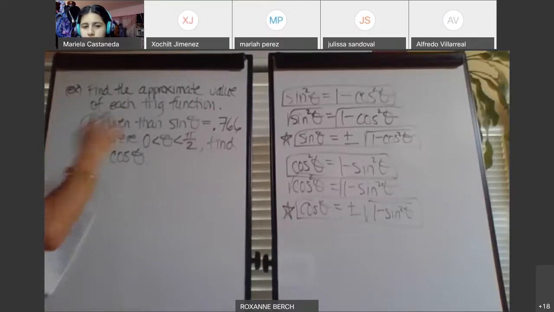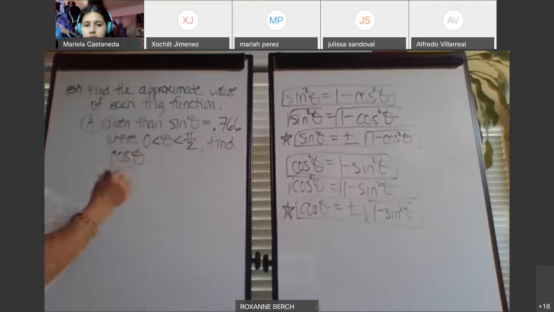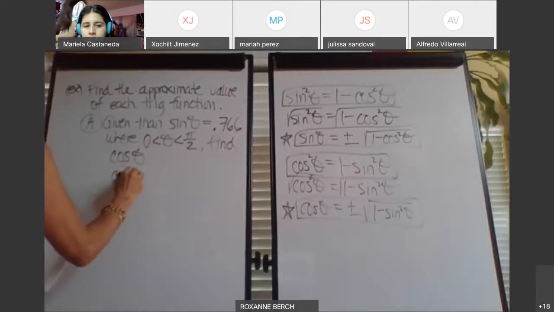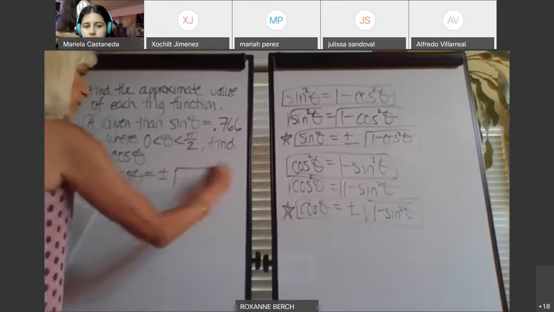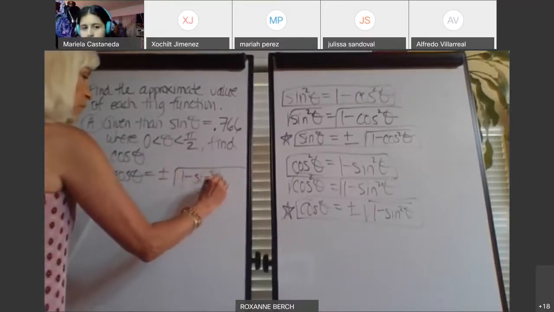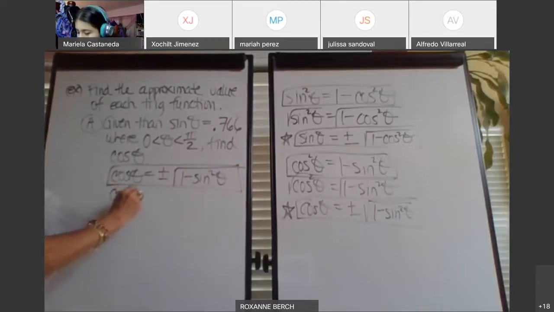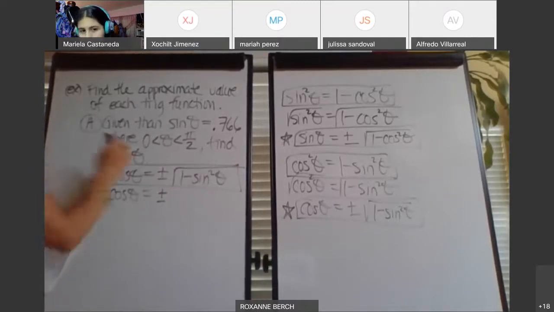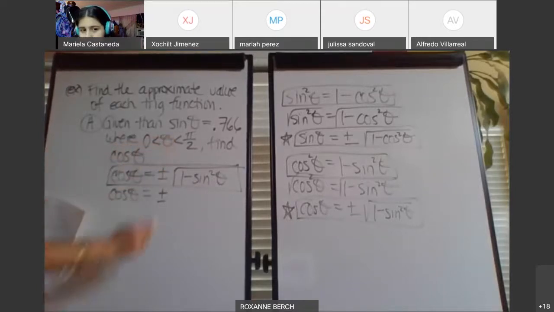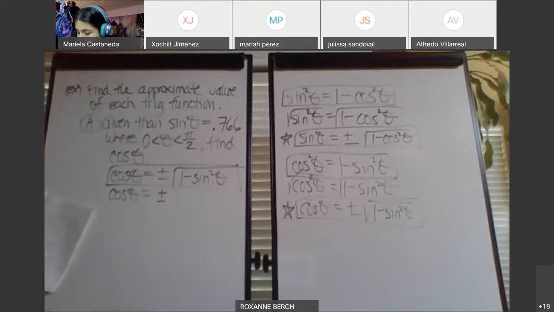Actually, let's not do that. Let's wait, because that's not necessarily true, because cosine's positive in 2 different quadrants also. So hold that thought. We have cosine of theta is equal to plus or minus the square root of 1 minus sine squared theta. Make sure you run that radical all the way out. All right, so cosine of theta, and we're still going to write plus or minus here. What we're going to look at is this fact right here. Since the angle is between 0 and pi over 2, that means we're in quadrant 1.